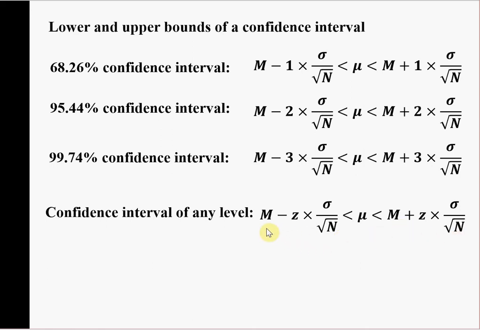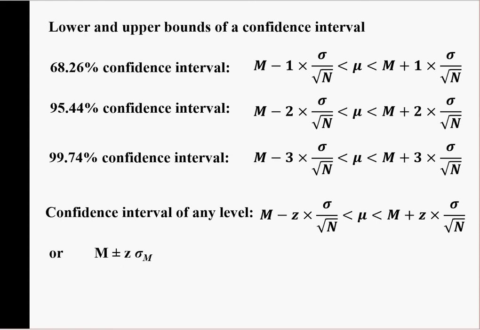Now, if you look closely at the expressions of the lower bound and upper bound, they can be succinctly expressed as this. The lower bound and upper bound of a confidence interval can be expressed as mean plus or minus z-score times standard error. When you use the mean minus z times standard error, that gives the lower bound. When you use the mean plus z-score times standard error, that gives the upper bound of the confidence interval.